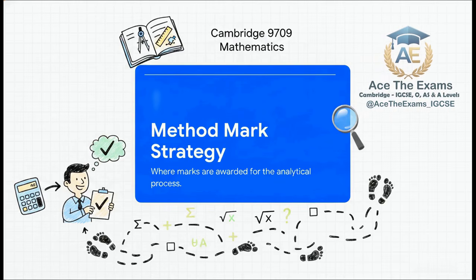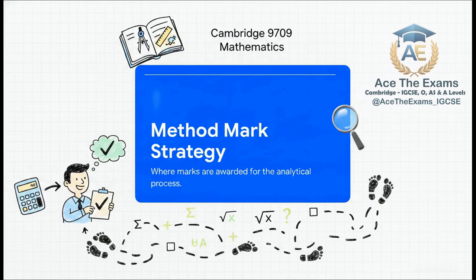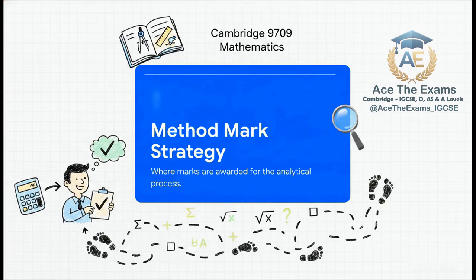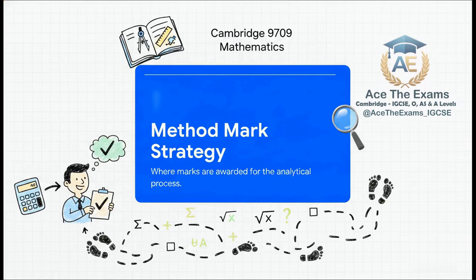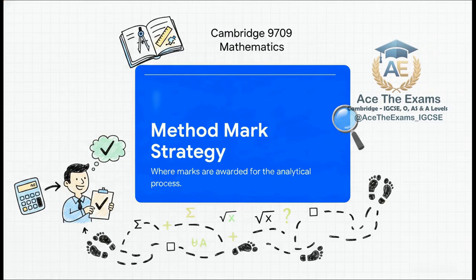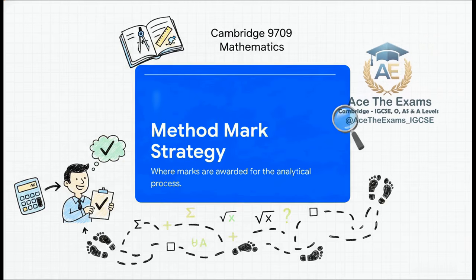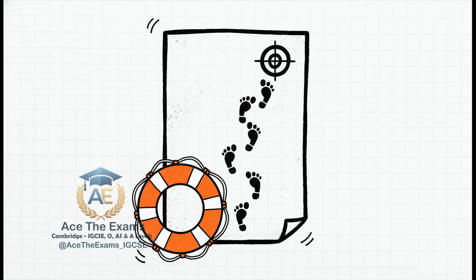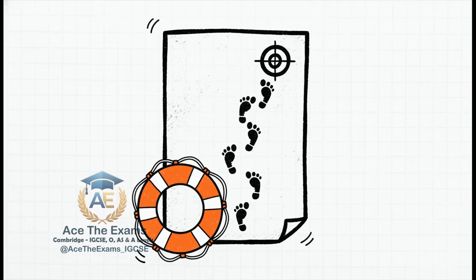Think of these as your forensic trails. You are essentially leaving footprints in the dirt for the examiner to follow. Even if your final destination is wrong because your calculator slipped, the examiner can trace your footprints and say, okay, they applied the correct formula for the unbiased estimate of population variance, and they will still award you precious marks for that process. So, the crucial point is this major examiner alert.